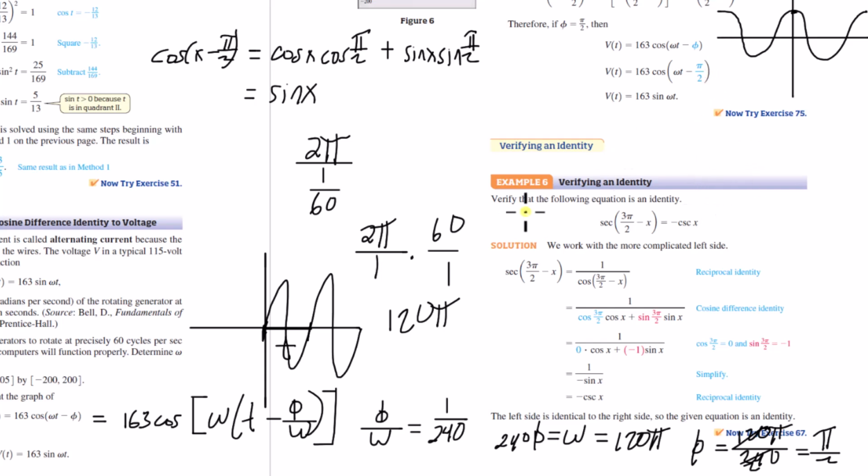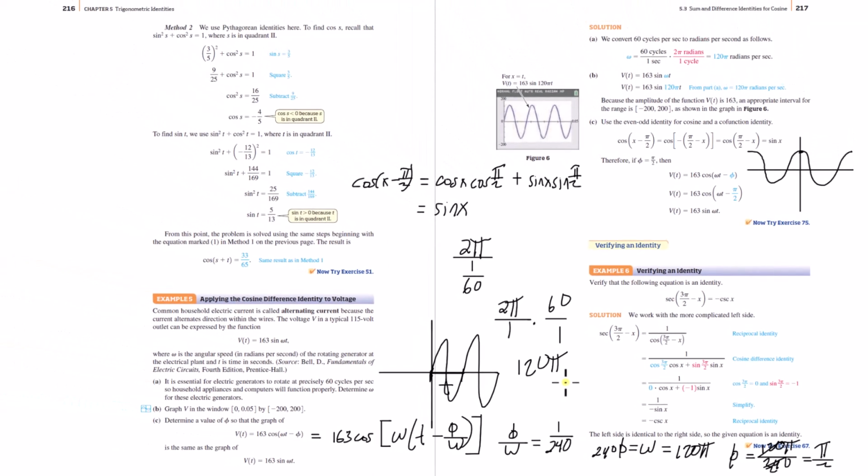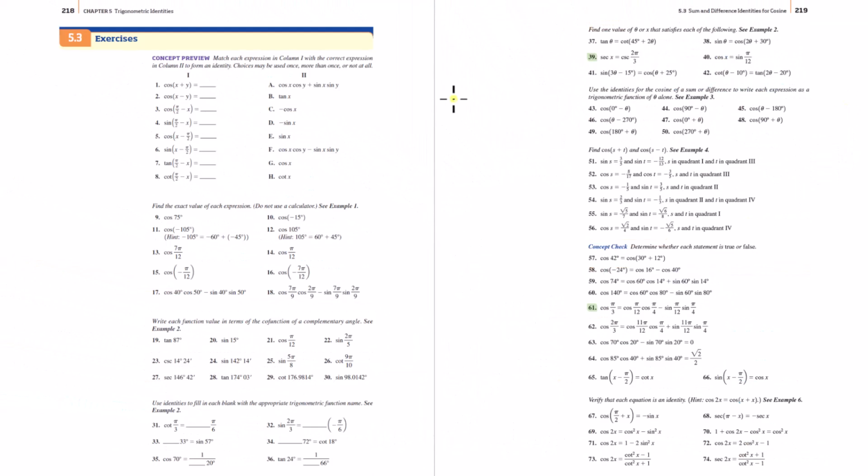But okay, verifying an identity: verify that the following equation is an identity. We worked on this in the previous sections. Two sections ago, we did the fundamental identities, and then in the previous section, we verified identities. But now we can verify more identities. We have an additional tool in our toolbox. We can use the sum and difference identities for cosine, or the cofunction identities. So we'll verify some more identities using these additional tools. Okay, now let's work some example problems.